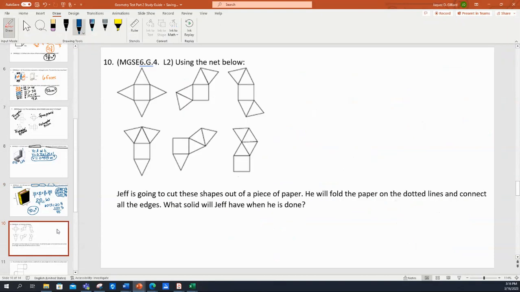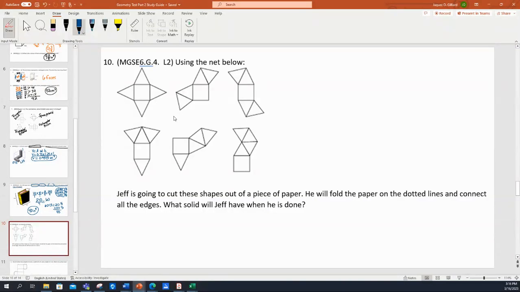All right, let's move down to the next slide, number 10. It says, using the net below, Jeff is going to cut these shapes out of a piece of paper. He will fold the paper on the dotted lines and connect all the edges. What solid will Jeff have when he is done?